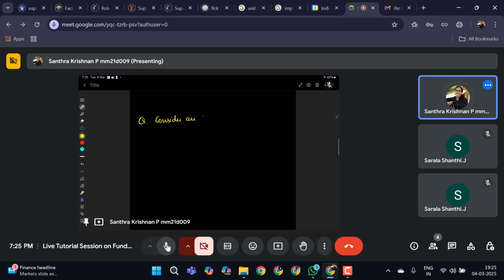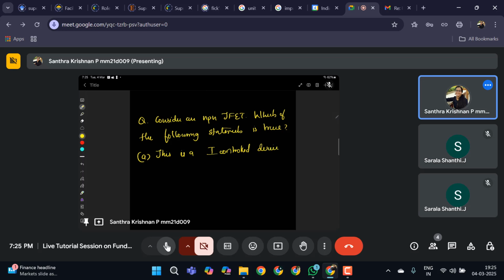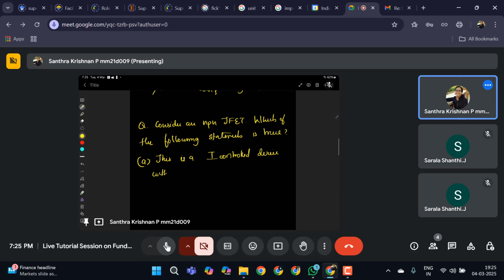Consider an NPN JFET. Which of the following statements is true? Option A, this is a current control device with a P channel between the source and drain. Then option B, the N channel exists in the absence of gate voltage.